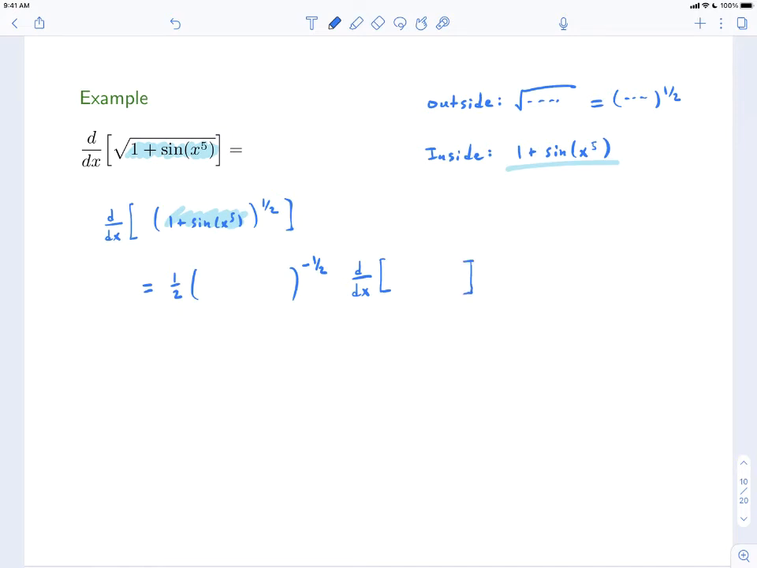Now, what is inside there is this 1 plus sine of x to the 5. So I just take whatever's inside, and I just put it into these blanks. So this is going to be 1 plus sine of x to the 5th, and I'm just going to put that here too. 1 plus sine of x to the 5th, like so. So now, this term right here, we're done with this one. But now we have to differentiate this one, but in order to do that, we're actually going to have to use the chain rule.